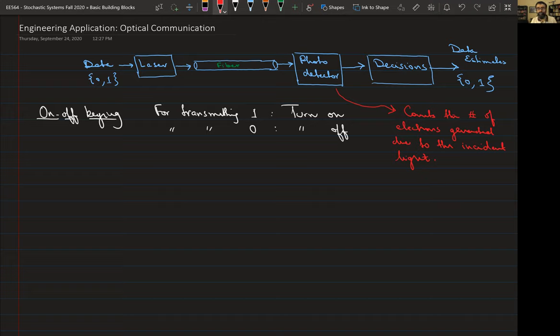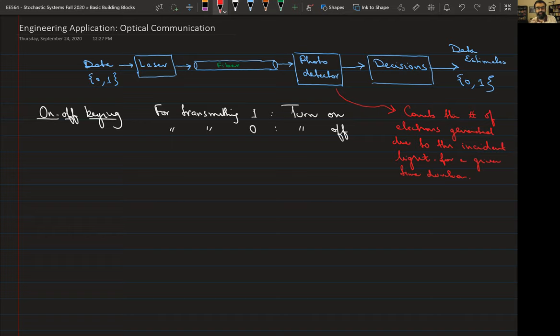So the photodetector is a sort of measurement or detector. When light is incident upon it, it counts the number of electrons that come out because of that incidence in a particular time duration. And interestingly, because this is an application of random variables, the number of electrons detected by this photodetector is not certain. You cannot say that if I turn on the light, the number of electrons I count will be equal to this. And there's no certainty that if I turn off the laser, the number of electrons I count will be equal to this.